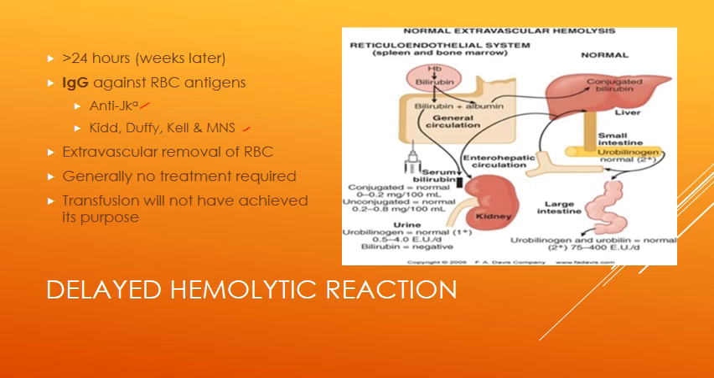So basically what's happening is the antibody, which is generally IgG, will bind to the red cell, but it won't trigger a complement cascade. Instead, it'll be sequestered in, say, the spleen or the liver, and it'll be removed by the reticuloendothelial system. Since there's no lysis of the red cell in the blood vessels, there's no release of free hemoglobin, so there's no damage. Generally we don't need to treat this. We just need to keep track of the fact that there's actually an antibody there.